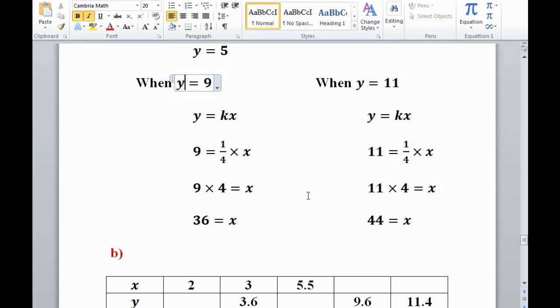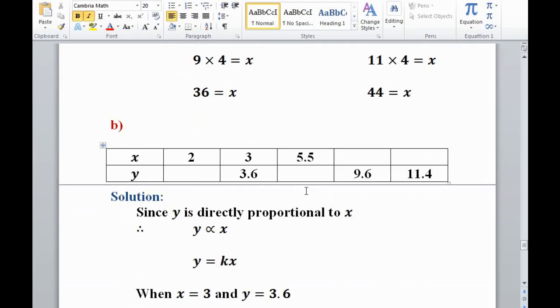And that's it, we have done with the first part. Now the second part of this question: another table with two rows, x: 2, 3, 5.5, and here in these columns we will be finding the value of x, same as we have given the first value of y, which is 3.6, and then we will be finding the value for this fourth column. And then in the fifth column we have the value of y, 9.6, and 11.4 in the last column.